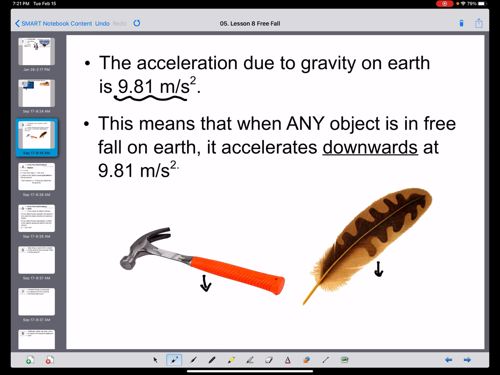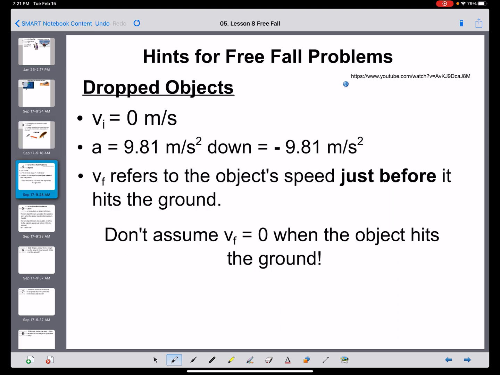It doesn't matter what the object in the question is. If you're doing a question involving a falling object in Physics 20, you know that the acceleration is going to be 9.81 meters per second squared down, which we're going to write as negative 9.81 meters per second squared, because down is one of our negative directions.